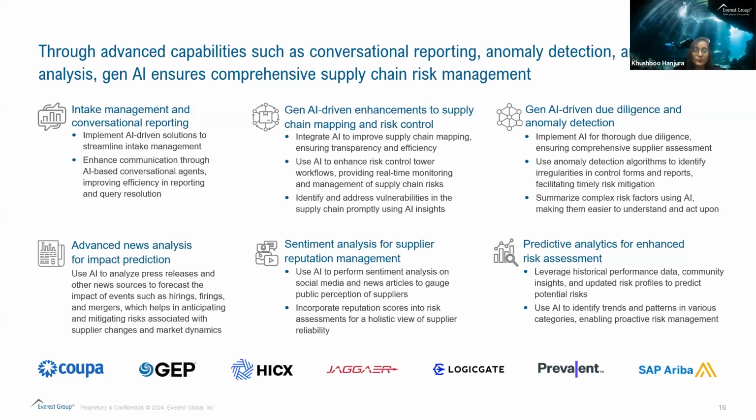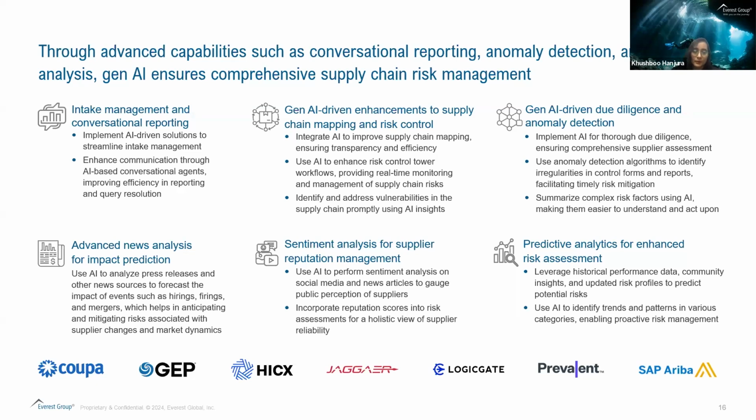Then we also have Gen AI-driven enhancements to supply chain mapping and risk control. ServiceNow exemplifies the use of Gen AI-driven enhancements in supply chain mapping and risk control. They have integrated AI into their platform, which has helped in enhanced data integration and analysis. There are many other tools as well with AI-driven risk control tower workflows, which provide real-time monitoring and management of supply chain risks, which enables users to proactively address vulnerabilities.